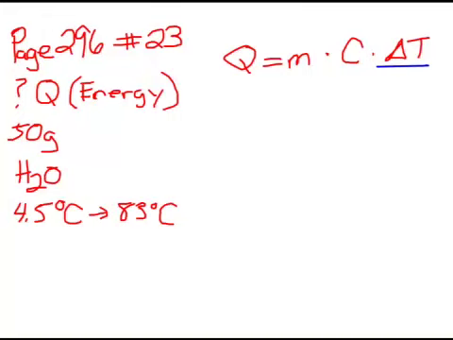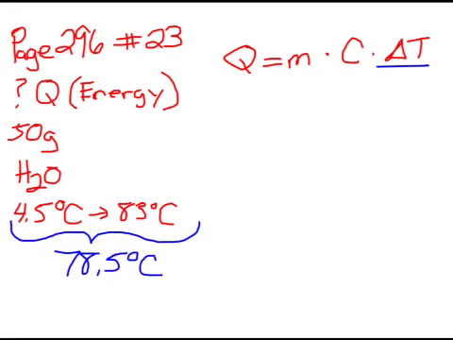I am going to read page 296, number 23 to you. How much heat is needed to raise the temperature of 50 grams of water from 4.5 degrees Celsius to 83 degrees Celsius? Well, when they're talking about changing the temperature of something, we have to have a formula that involves delta T. That's a change in temperature. And they've given us that change in temperature here.